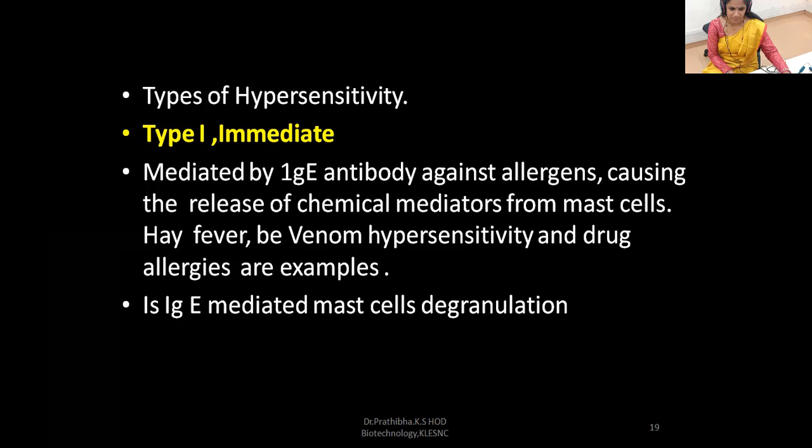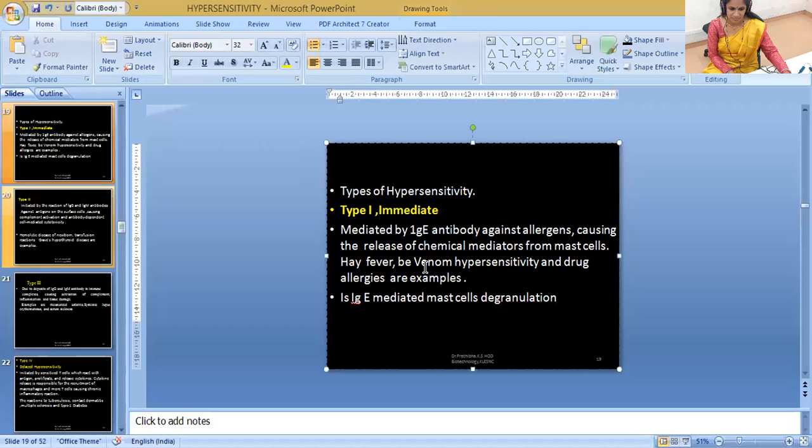hypersensitivity. Here, this is a spelling mistake. This is the venom.